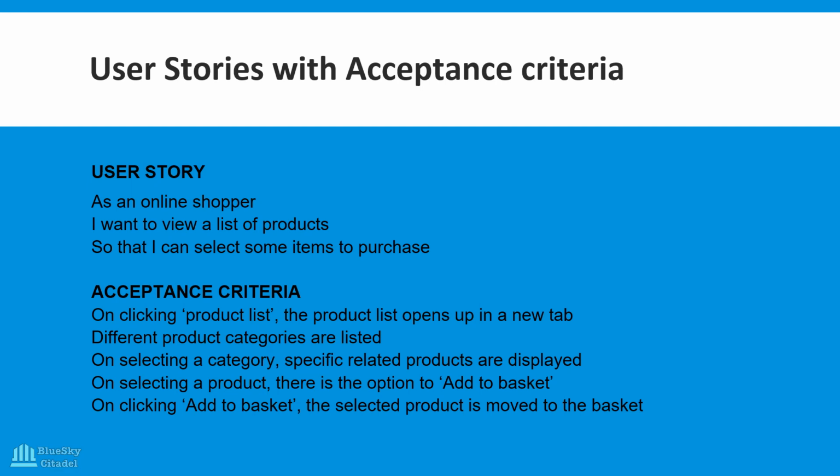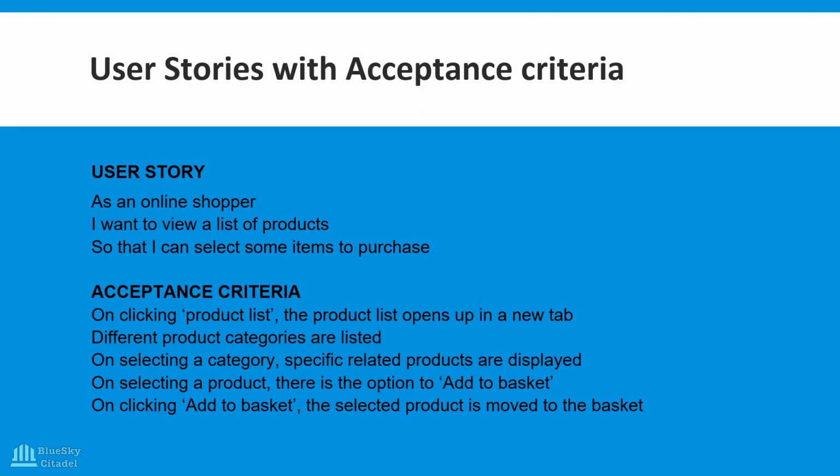Okay, so for this website, we're saying that when the product list opens up in a new tab, you can now see the different product categories listed out. When you see that, you take that one as a pass. If I select a category, I want specific related products to be displayed. So if I click on women, because I'm a woman, I now see specific products related to the kind of things that women would wear.